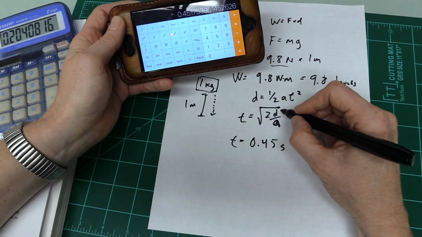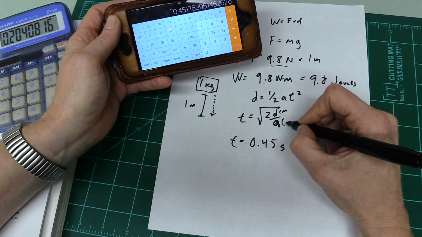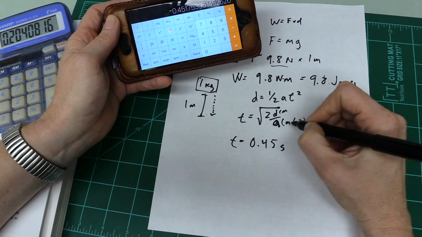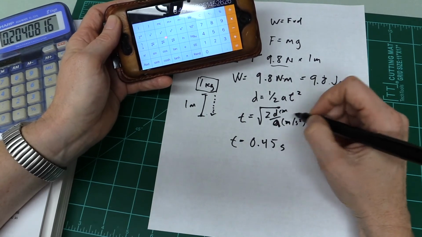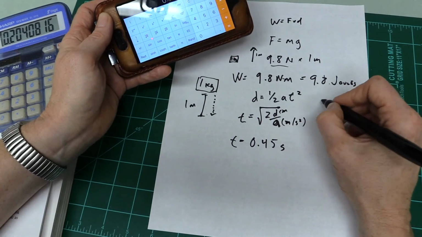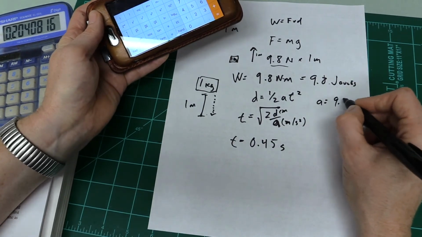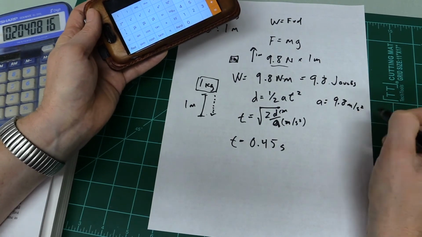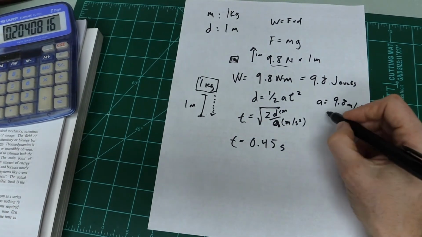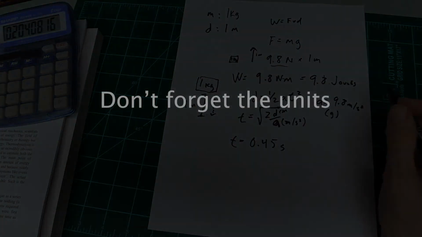This is distance in meters. A is meters per second squared. Cross these out, and then you just have the second squared and you take the square root of that. And by the way, don't forget, in this case, A is 9.8 meters per second squared. This is just gravity on Earth, or g. All right.